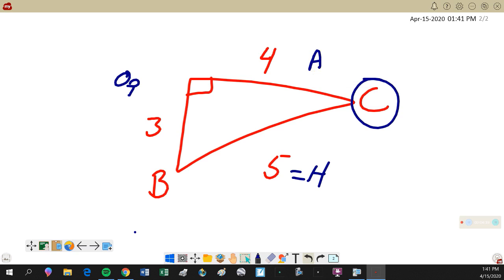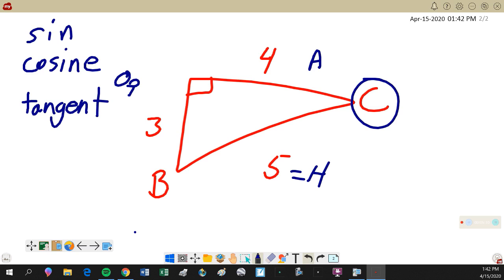Okay? Now, I told you that trigonometry has to do with the relationship between the sides and the angles. So, we have created three ratios that put together angles and sides into one equation. Okay? And those ratios are called sine, cosine, and tangent. Now, to be honest, I have no idea where those names came from. Oh, it's not sin, it's sine. There we go. Sine, cosine, and tangent.